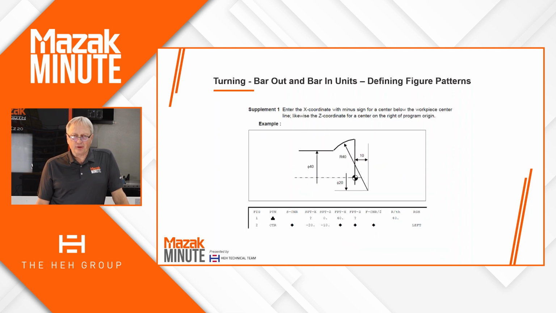In the next example, there are times where your arc center may not be inside the part or above center line. This is a perfect example, where you're seeing that the arc center is 10 millimeters in front of the part, as well as 20 millimeters diametrically below center line. If we look at the figure pattern down below, at figure 2, notice that the start point X is negative 20 and the start point Z is minus 10.